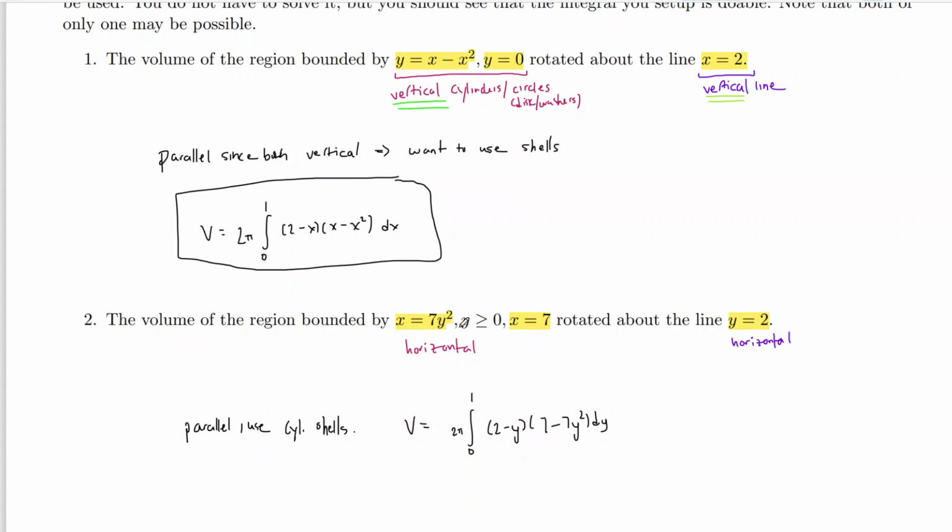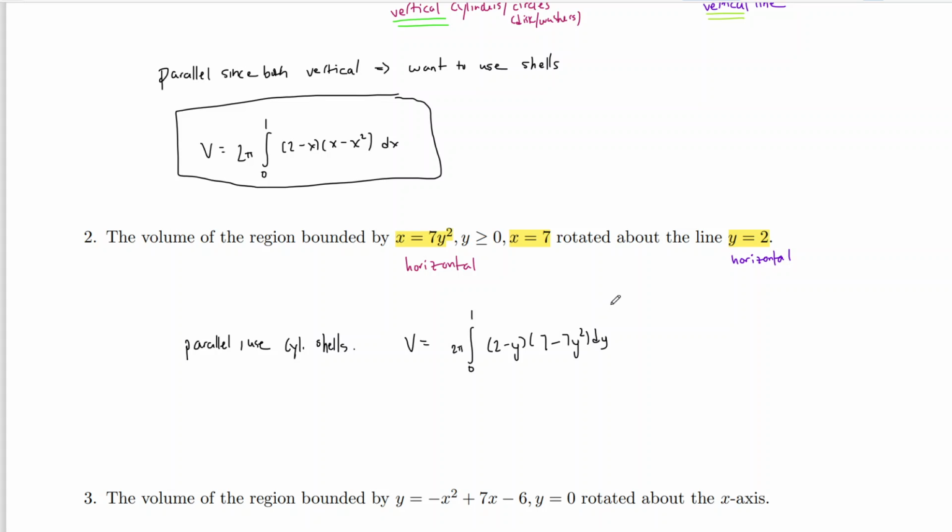And once again, you can sort of set this up, but the point here is that if you can easily write the radius and height and just plug them in, then you should be able to integrate this. The point of this little section is just setting stuff up.